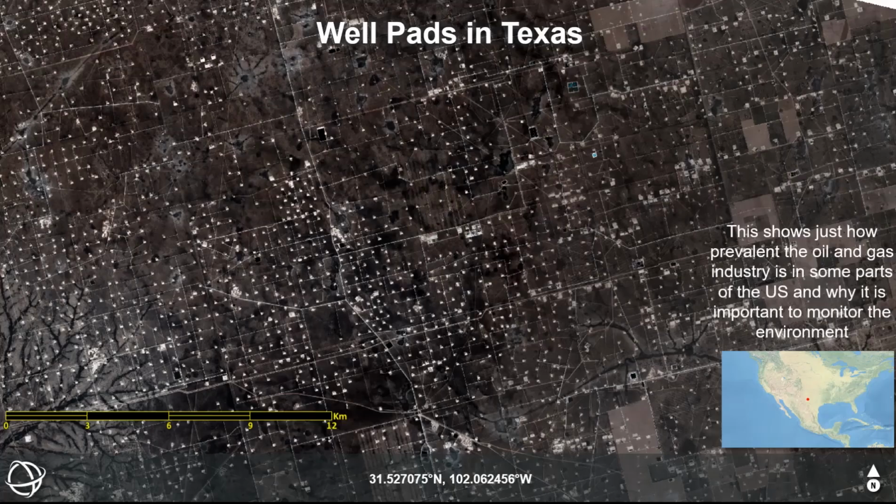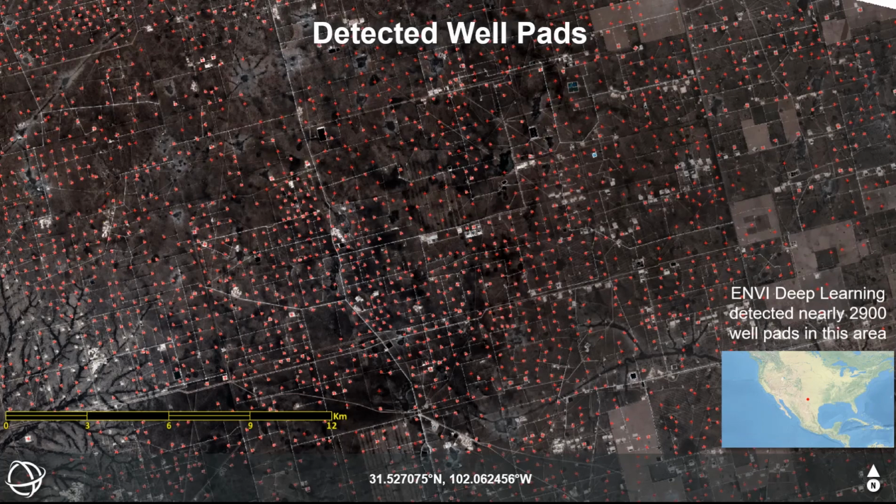In certain parts of the world, there are many well pads, and they have a significant impact on the appearance of the land. This example is from an area of Texas in the United States. Here, we can clearly see the well pads, but just how many are there? ENVI Deep Learning identified almost 3,000 well pads in this particular area. Taking 10 to 15 minutes with automated processing to get these results certainly beats having to manually go through and identify the well pads by hand.